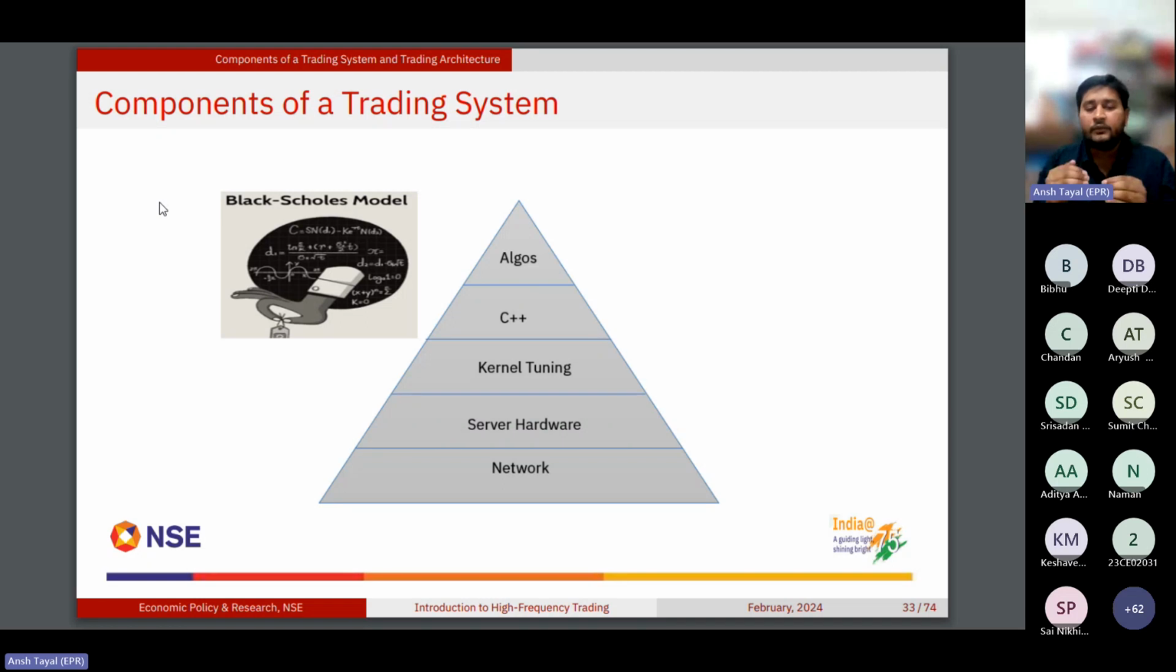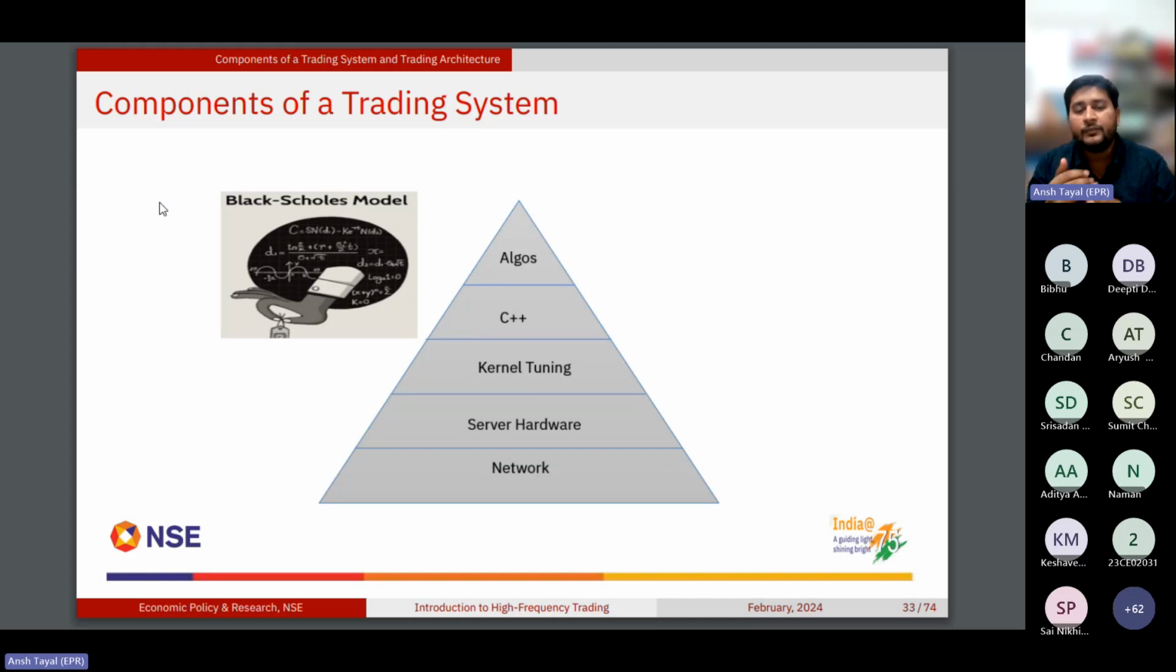So now at the bottom you have the network layer, which is the transmission latency. For example, I talked about how you optimize your network so that your order reaches faster. Above that you have the server hardware. So this is the FPGA layer where you optimize the processing speed. You optimize your hardware. It does not necessarily have to be FPGAs, it could be any other technology as well. Then above that, you have the kernel tuning. As you would know, the operating system has two parts: the kernel, the raw minimum that is required to run a software, and then you have utilities. So you optimize your kernel to reduce latency.